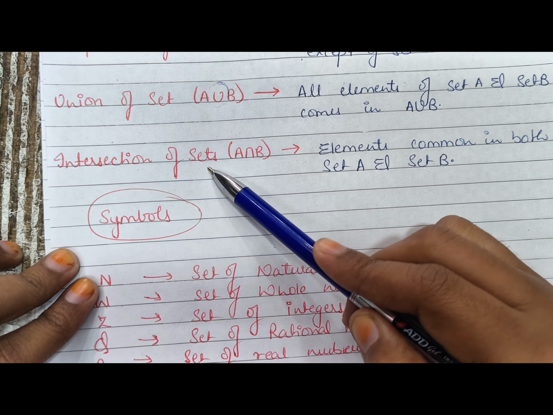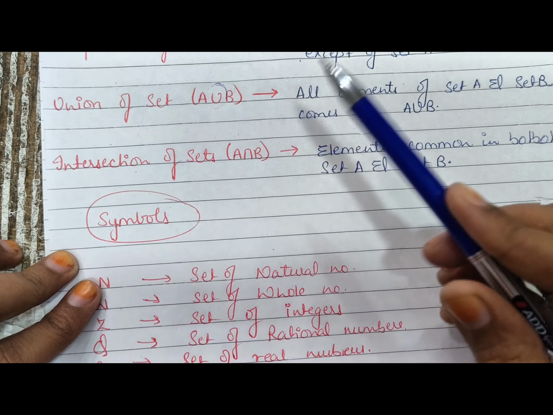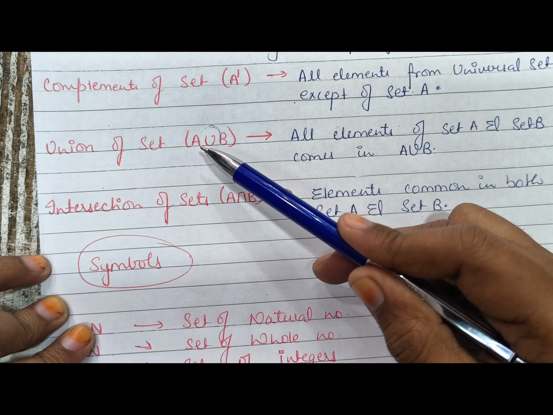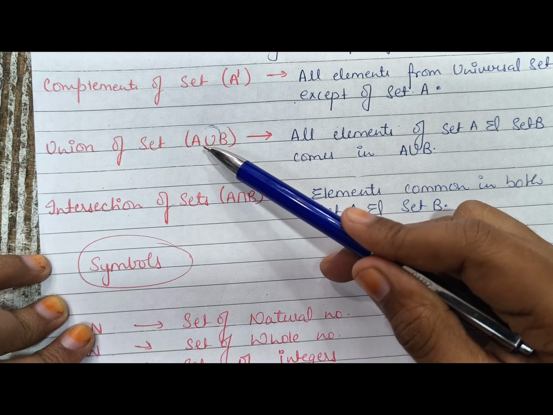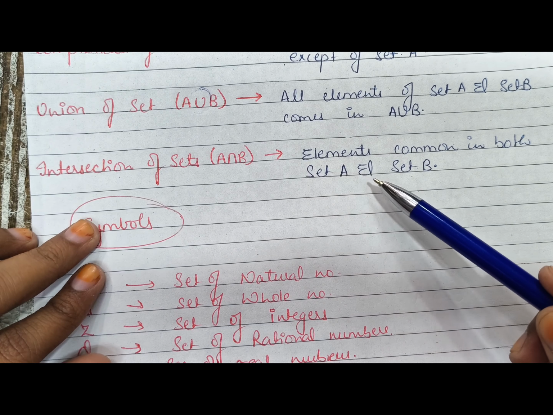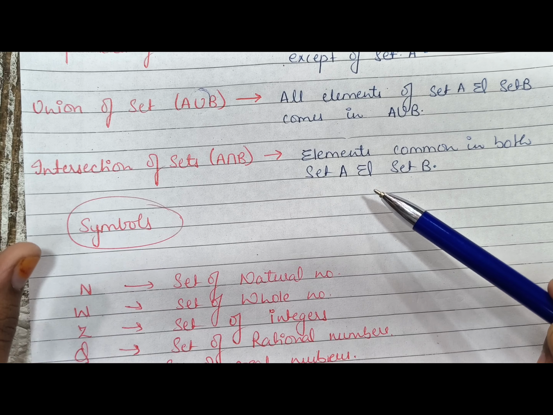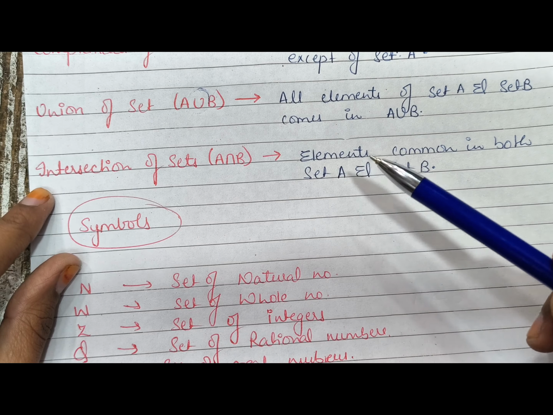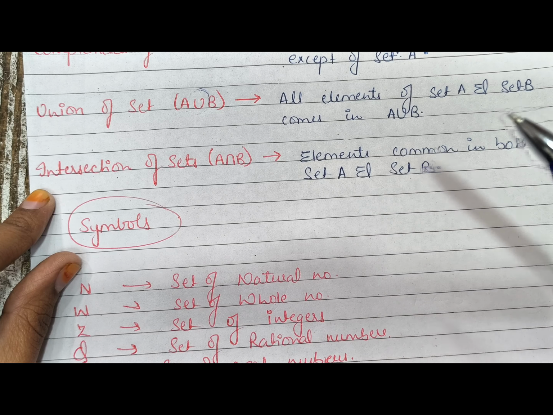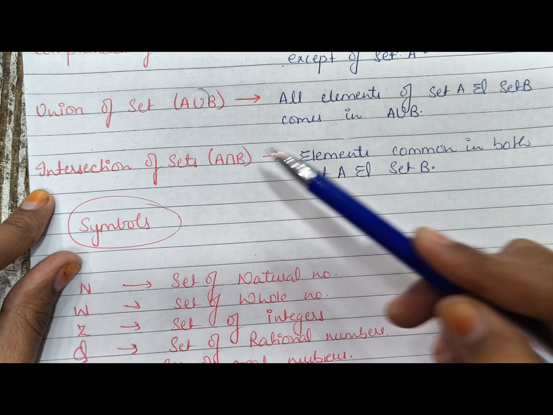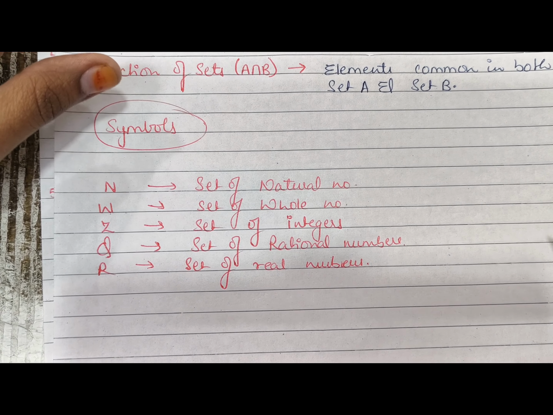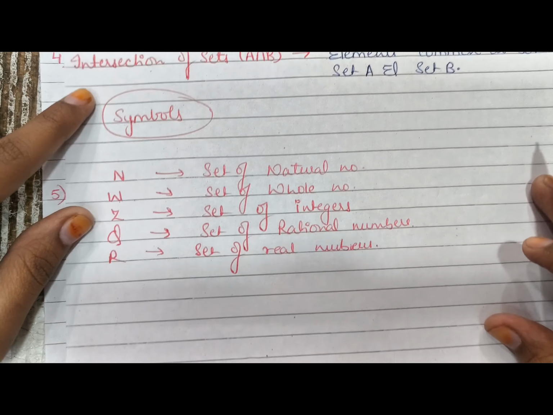Then there is intersection of sets. For example, A intersection B. Don't confuse A union B and A intersection B. In A union B, we will write the elements of both the sets A and B. U stands for union over here. And in A intersection B, we will write the elements which are common in both the sets. For example, set A has 1, 2 and 3 and set B has 3, 4 and 5. So the common number in the two sets is 3. So A intersection B will be number 3. We'll discuss all these types of questions in the next video.